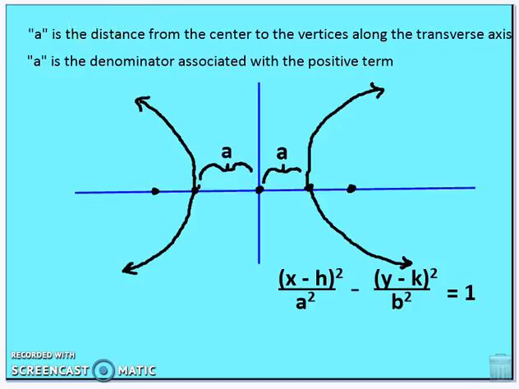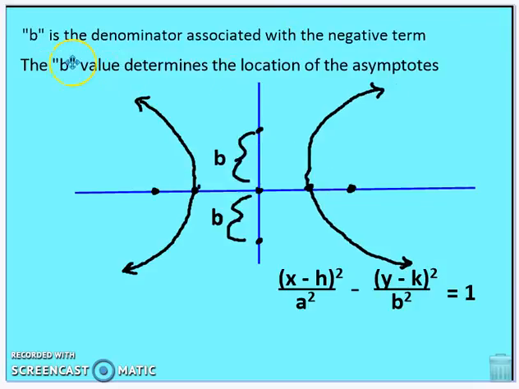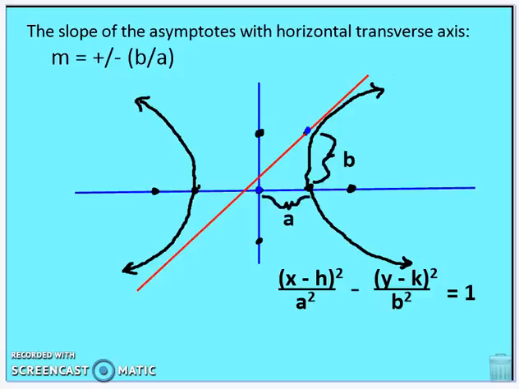All right, so again, a is the distance from the center to the vertices along the transverse axis. A is the denominator associated with the positive term. C is the distance from the center in both directions to the foci along the transverse axis. C squared is now equal to a squared plus b squared. Not c squared is equal to a squared minus b squared. C squared is equal to a squared minus b squared with an ellipse. B is the denominator associated with the negative term. It's going to help you find the location of the asymptotes and the slope of the asymptotes.